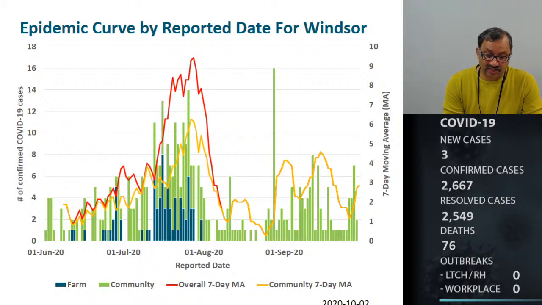Looking at the epicurve by reported date for Windsor and each of the municipalities, what we can see here is that since Windsor has seen most of the cases, the epicurve can be appreciated based on the community average versus the overall moving average. And Windsor has seen some ups and downs since August.